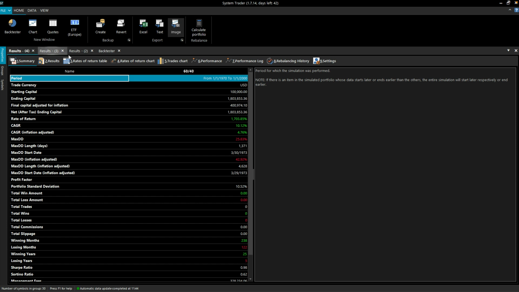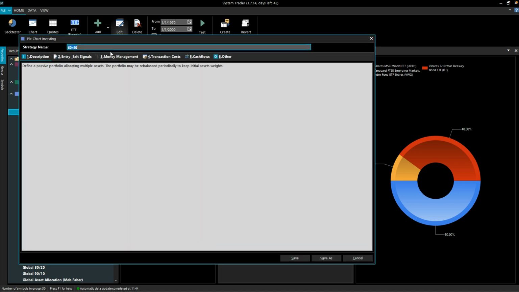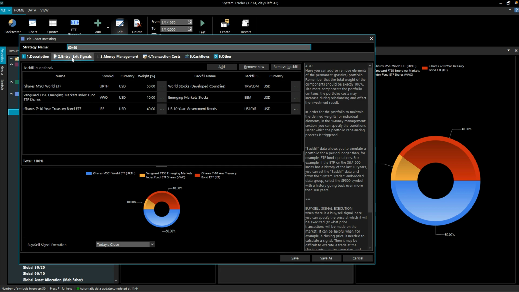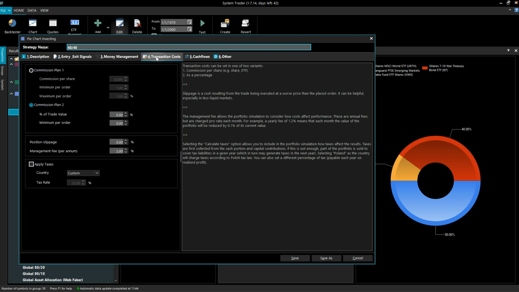Okay, so this is it for this lesson. Just to clarify again, building a portfolio is very simple, but you have to remember that if you want to make a really long simulation, use the backfill data, and remember about things like rebalancing strategy and transaction costs, because they change the performance a lot.